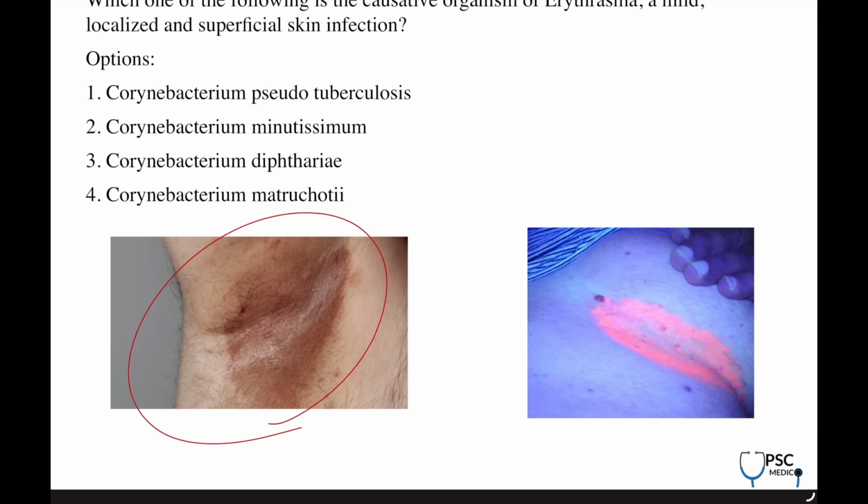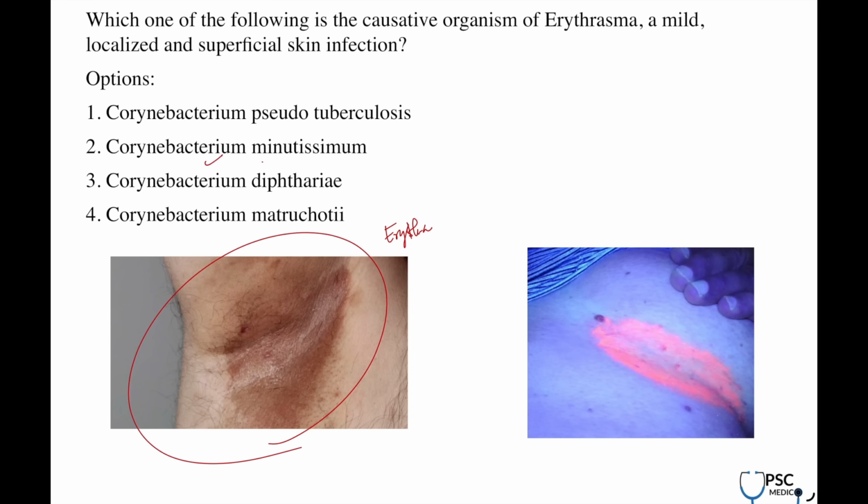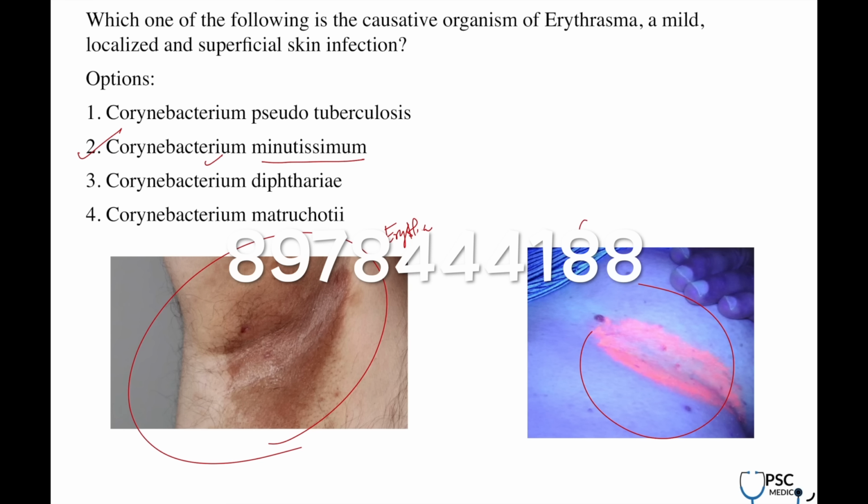Now this lesion, what we see is erythrasma, usually seen in skin folds, and it is because of Corynebacterium minutissimum. And when we do examination, as you see here, erythrasma is a mild chronic localized superficial infection caused by Corynebacterium minutissimum. And when we do Wood's light examination, you will see coral pink fluorescence.